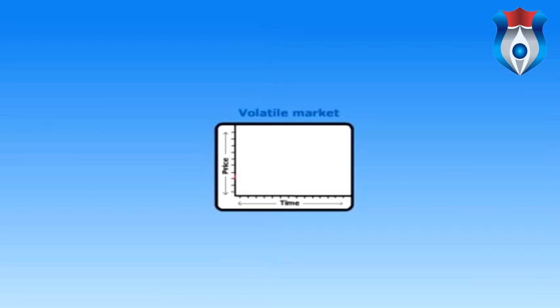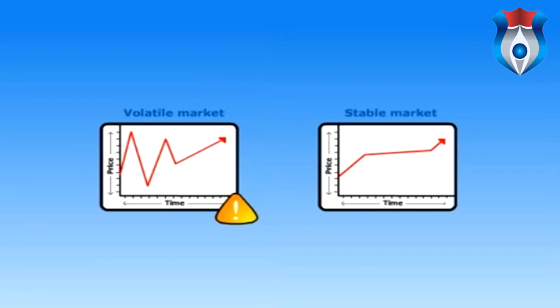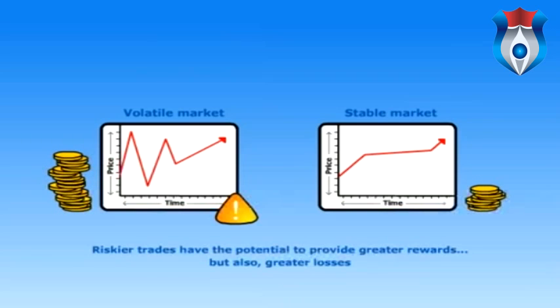Generally, in a market that is highly volatile, prices can move sharply up or down in a short period of time. It is considered riskier to bet on such a market, as your losses could be high if the prices go against you. However, if a market moves in your favor, your gains could be higher than if you put the same money on a less volatile market. In short, riskier trades have the potential to provide greater rewards, but also greater losses.